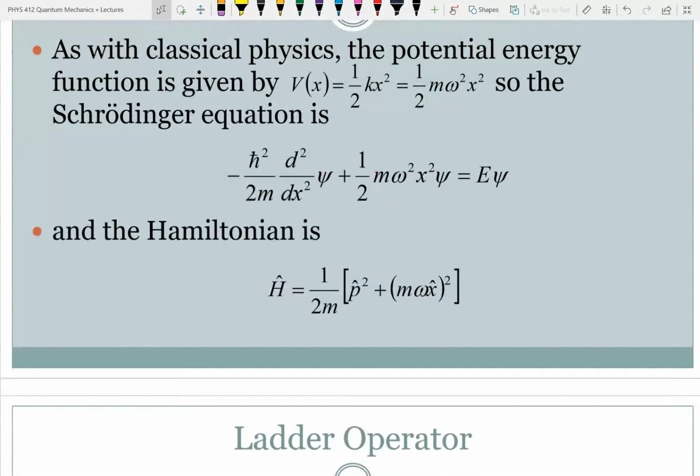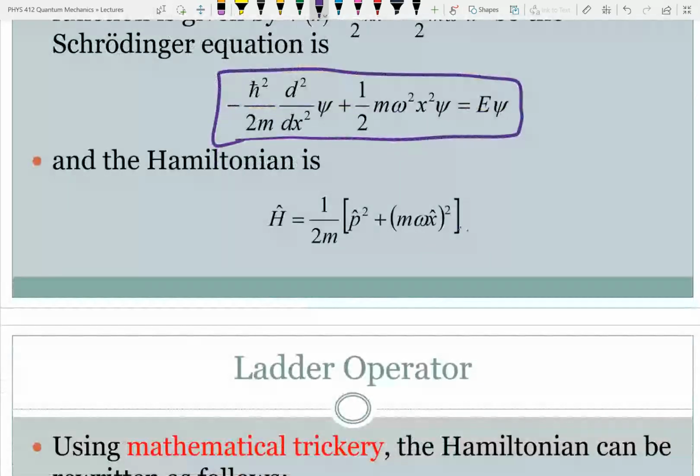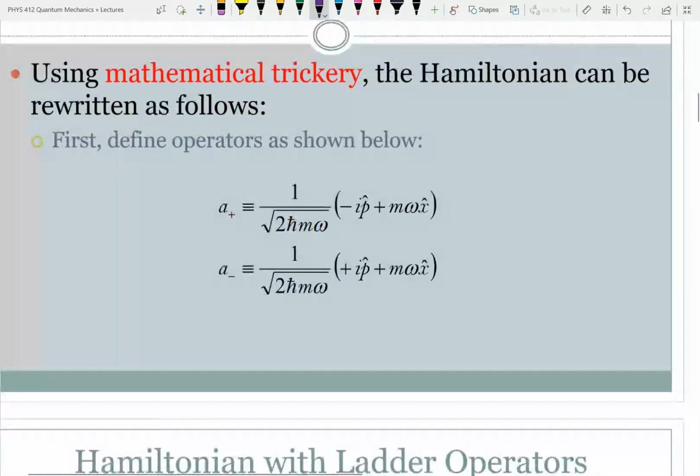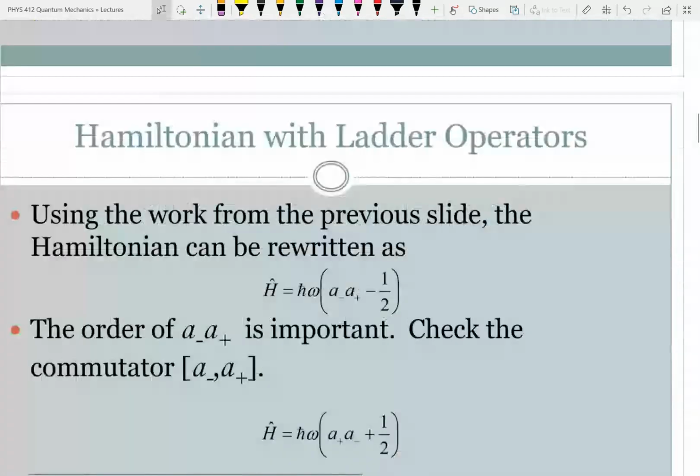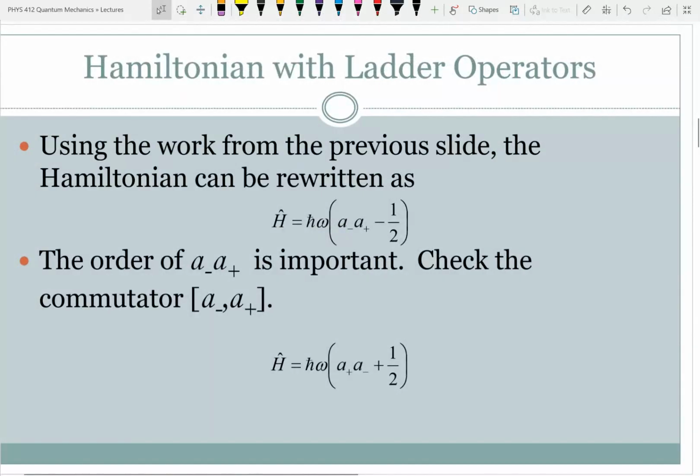This is just reminding us what we've done. We started with the Schrodinger equation for a simple harmonic oscillator, writing the Hamiltonian, and then using the ladder operators as a substitute in the Hamiltonian. So the Hamiltonian we found can be written as h bar omega (a minus a plus minus 1/2), or h bar omega (a plus a minus plus 1/2).